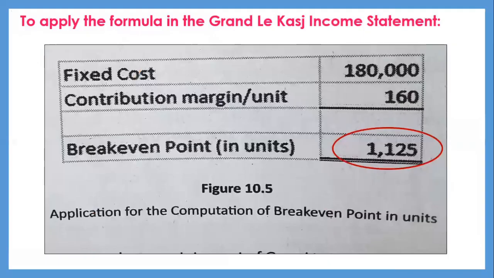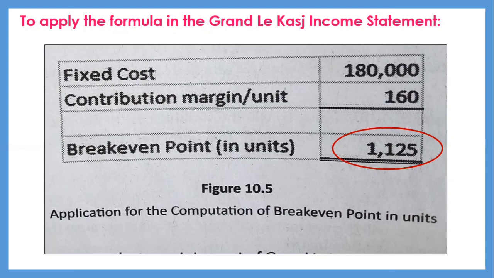Now, in order for us to better understand this, let me show you an example. To apply the formula on the Grand Lecas income statement, fixed cost, we have there 180,000 pesos divided by the contribution margin per unit of 160,000, and therefore our break-even point in units would be 1,125. Again, this is the application for the computation of break-even point in units.